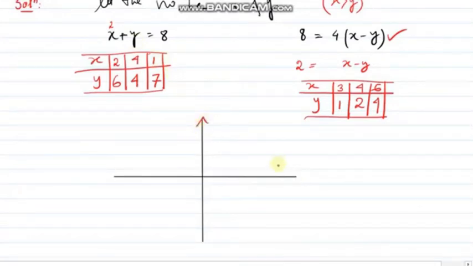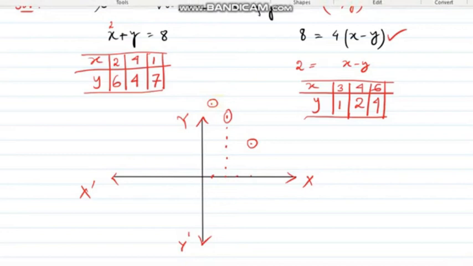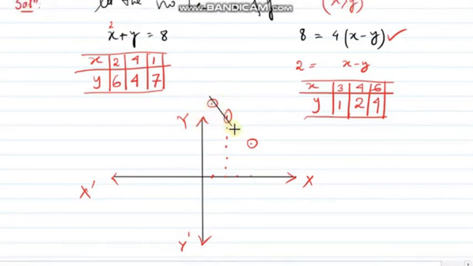As I said, please don't forget to put these arrow marks and write this is x, this is x dash, this is y, this is y dash. Now 2 comma 6, so 2 comma 6, 1, 2, 3, 4, 5, 6, somewhere over there. 4 comma 4 will be somewhere over here. And 1 comma 7 will be somewhere over here. So if I try to join them with a line, it will be like this. It was more or less accurate this time.